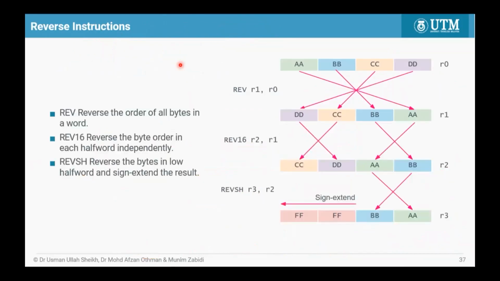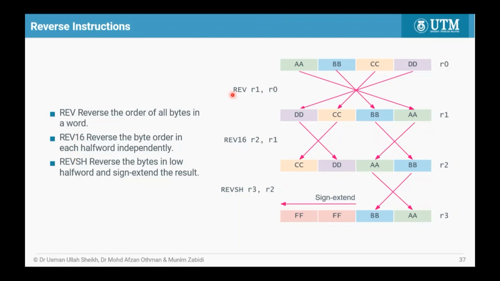And then we have another instruction, which we call the reverse instruction. For the reverse instruction, we have 3 instructions available. First is REV. REV will reverse the byte order of the 32-bit value in your source register, which is your RN, and place the result in the destination register, which is your RD. For REV16, you reverse the byte order within each 16-bit half word of the 32-bit value in the RN register and place the result in your RD. And last but not least, REVSH means that you reverse the byte order of the lower 16 bits of the RN register, and after that you extend the sign to 32 bits in the RD.